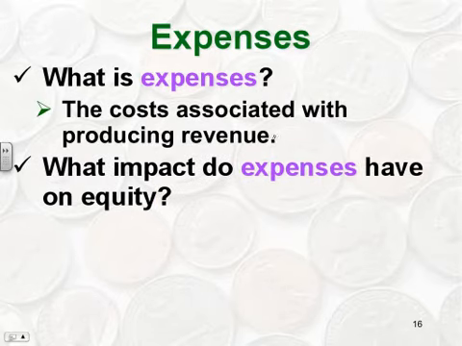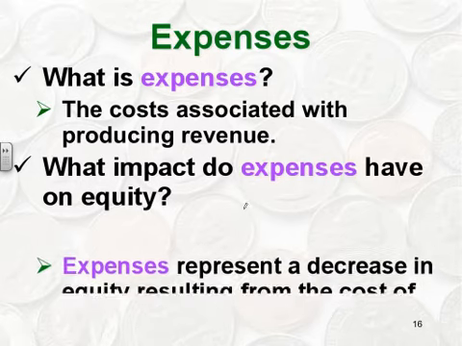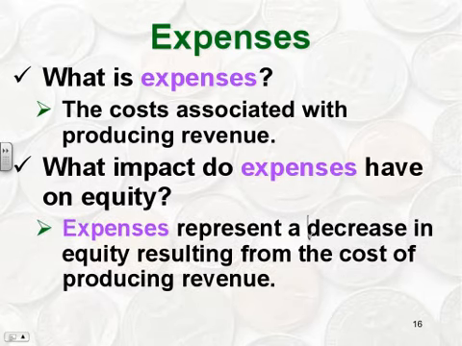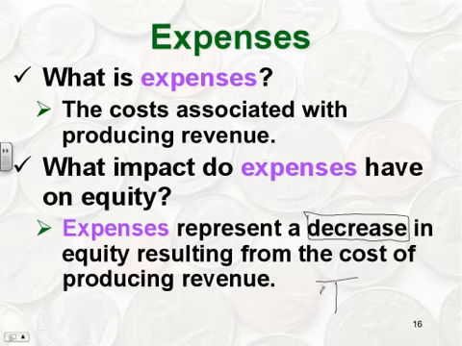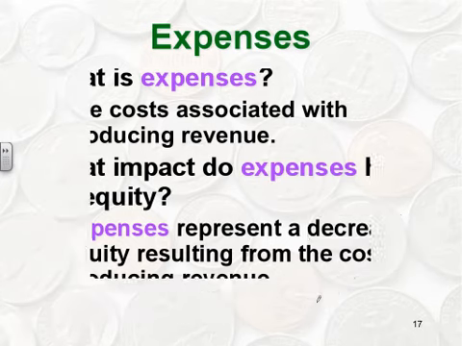Expenses are costs associated with producing revenue. What do they do to equity? Well, they decrease equity. As you know, a few videos back, I listed all the things that affect owner's equity, and when you pay an expense, this is a decrease. So before, we would have debited owner's equity. So an expense, you will see in a minute, is a debit, normal debit balance.